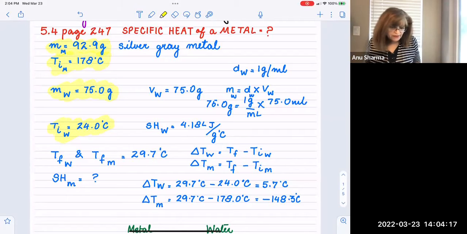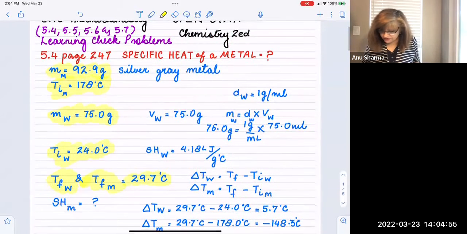After 5 minutes, both the metal and the water have reached the same temperature. That is 29.7 degrees Celsius. So the final temperature of water increases and the final temperature of the metal decreases. When it becomes equal, that is 29.7 degrees Celsius. That is the temperature when the heat has transferred from the metal to the water, and after that, the temperature equalizes. And so the final temperature of the metal and the water is the same. Determine the specific heat and the identity of the metal.